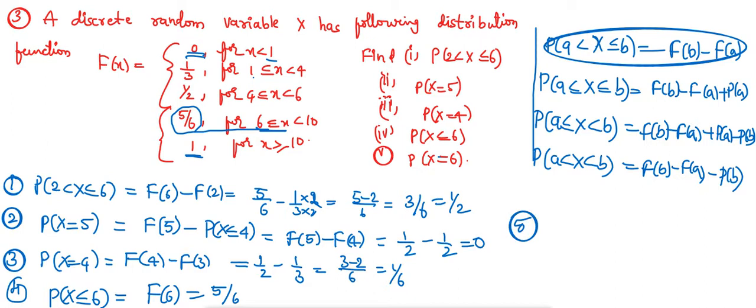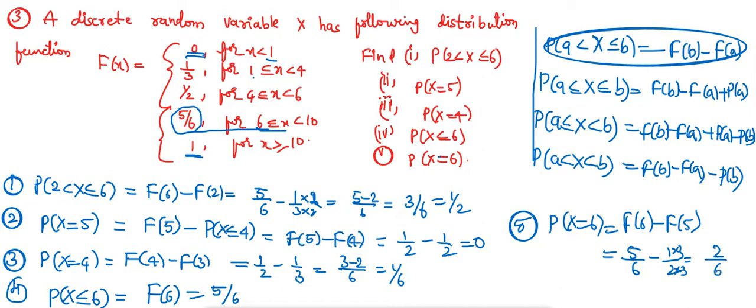Fifth one, probability of x equal to 6. We can take f of 6 minus f of 5. f of 6 is 5 by 6. f of 5 is in the interval less than 6, so we take minus 1 by 2. Taking the LCM, 6 is the LCM, 5 minus 3 is 2 by 6. So probability of x equal to 6 equals 1 by 3, which is the solution of the given problem.